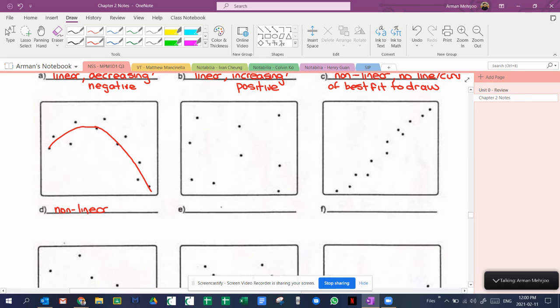This next one, again, would be nonlinear. And it's very similar to example C that we did, where there's no line or curve of best fit to draw. This last one over here looks like I can draw a line of best fit. So I could say it's linear and increasing or positive.